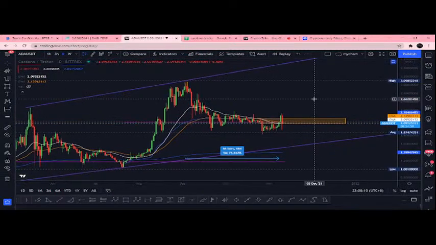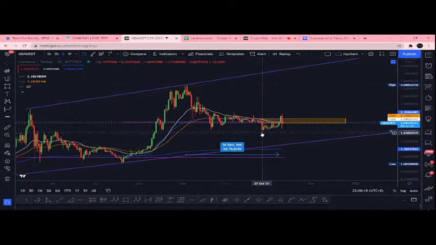So on ADA, I'm much more on the neutral side, though I have my position already at 2.06. The support I'm looking at is, of course, the previous low, which is around the 1.84 area. Immediate TP at the 3.10, on a breakout of this resistance trend line.